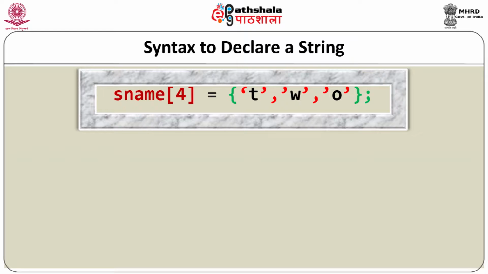It means the size of this string is 4 and we are inputting only 3 characters because the 4th character is the null character. These characters written under the string can be indexed from 0. So, the 0 number character is T, the 1 number character is W and the 2 number character is O.